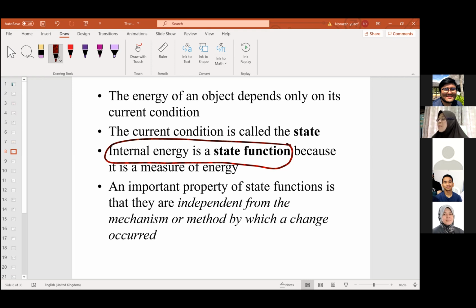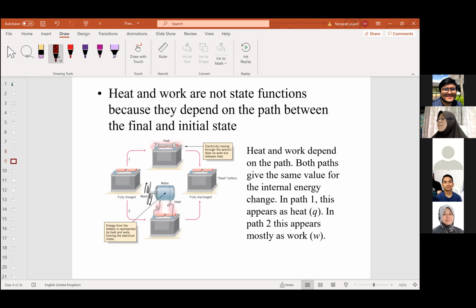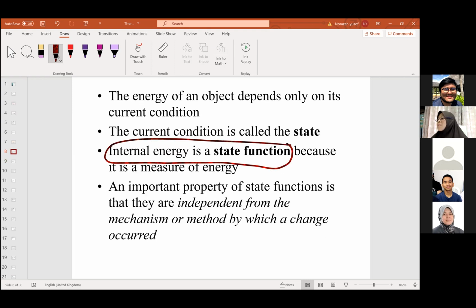So if you look at here, what does it mean? State function: they are independent of the mechanism or method by which a change occurred. It means that the pathway, how the change happened, will not affect the internal energy. The value depends on the change only. It doesn't depend on the pathway, how it changed. So it is easy to understand here.